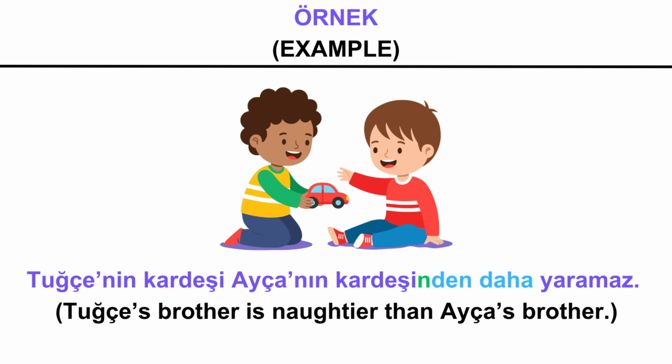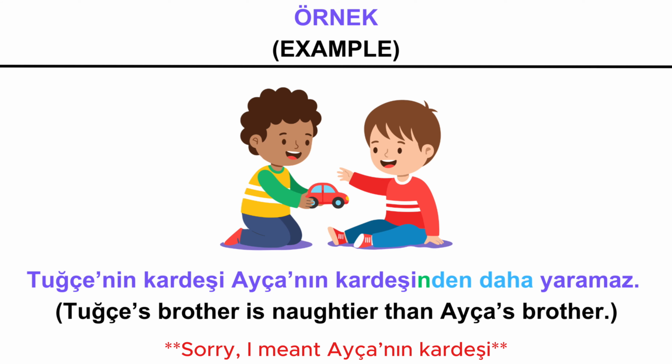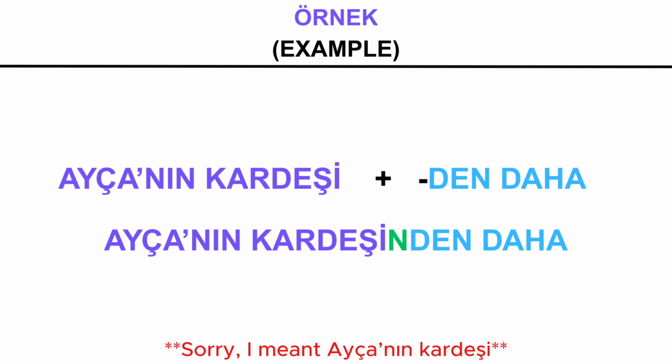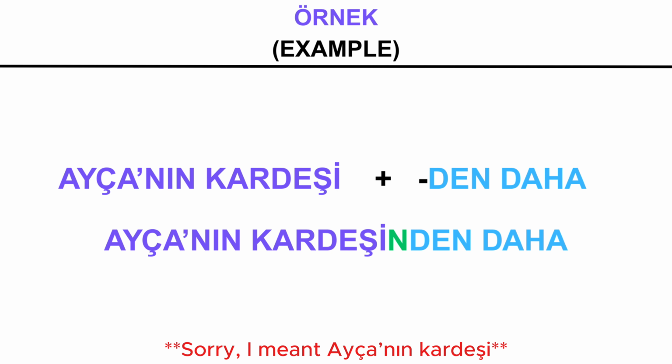Tuğçe'nin kardeşi Ayça'nın kardeşinden daha yaramaz. Tuğçe's brother is naughtier than Ayça's brother. So here, again, similar to sebze yemeği, we have a genitive case. In this case, it is a possessive genitive. So there is a possessive suffix as well. Because we say Tuğçe'nin kardeşi, Tuğçe's brother. That's why we need buffer letter n before adding our suffix. So it will be Tuğçe'nin kardeşinden daha.